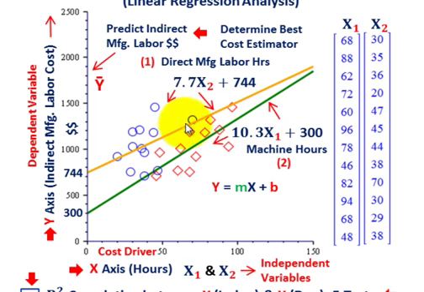And again, these straight lines, these linear regression lines, are based on the least squares method, where we fitted those two different data sets based on the least squares method. So what we're going to do is evaluate these two different cost estimators, or these regression lines, to see which one is the best.